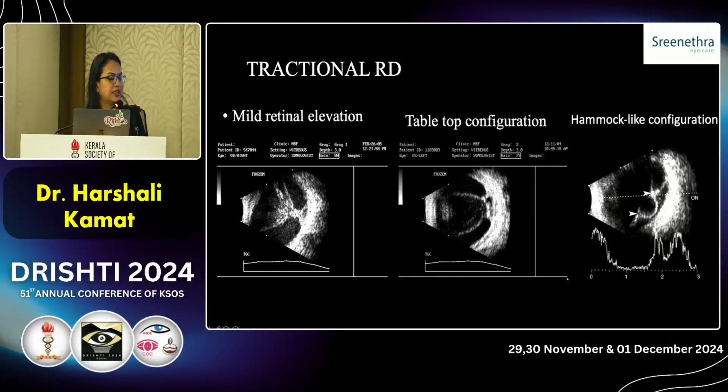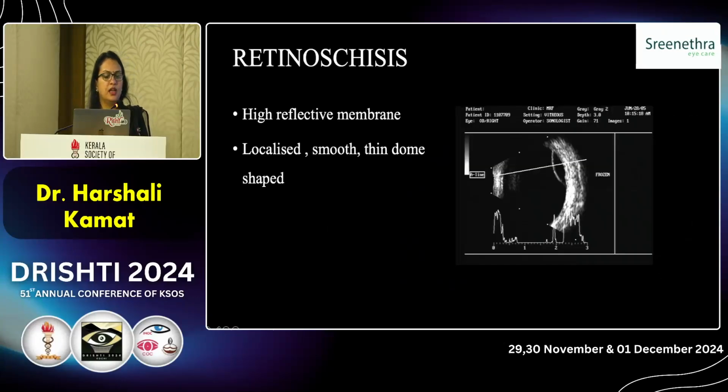In tractional detachment, you can have various types of configuration. You can have a mild focal detachment, you can have a tabletop configuration at the posterior pole, or a hammock-like configuration. A small dome-like low to high reflective membrane in the periphery is suggestive of retinoschisis.